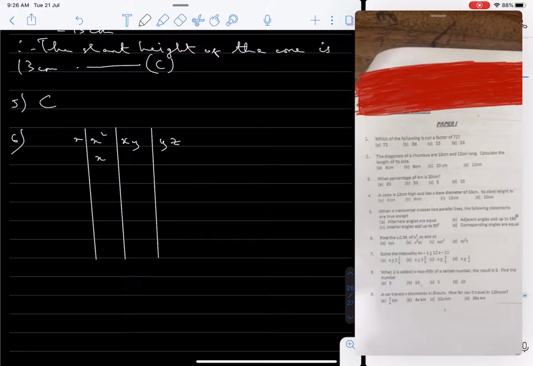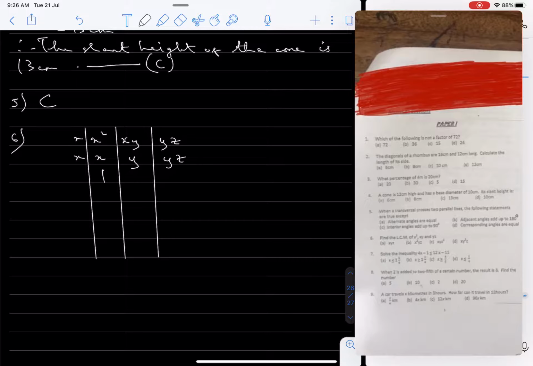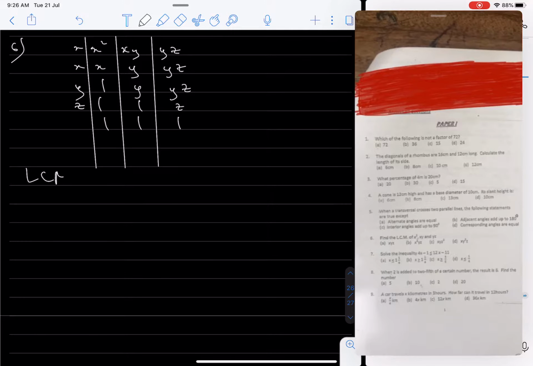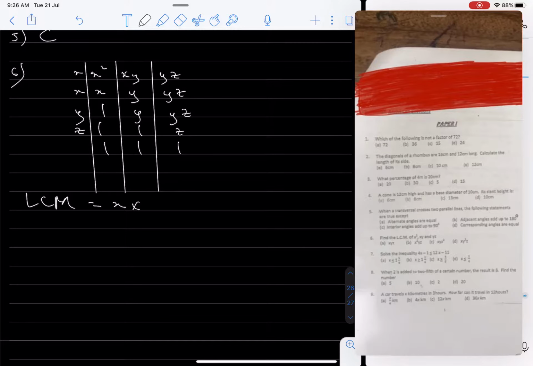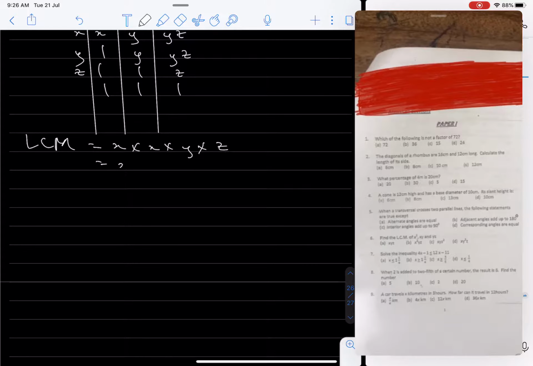X squared divided by x is x, xy divided by x is y, yz divided by x is still yz. Now x divided by x is 1, y divided by x is y, yz divided by x is still yz. Now to y, we write 1, y divided by y is 1, yz divided by y is z, and then we go to z, 1, 1, 1. So LCM is equal to x times y times z, which is x squared yz, and the correct option is B.